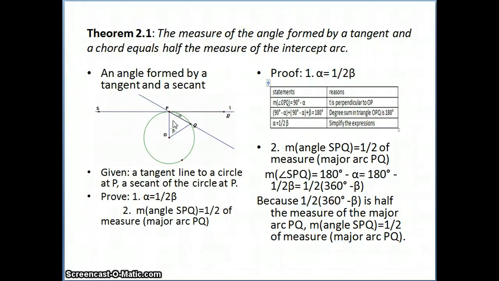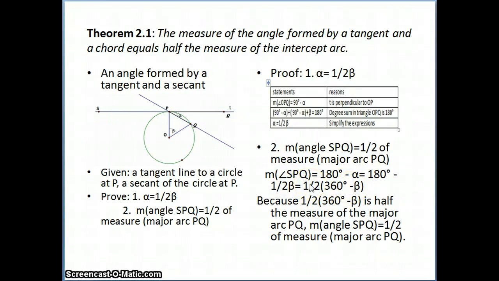Okay, now we have to prove the other angle. If we look at the angle SPQ and the angle alpha, they form a linear pair. We talked about the linear pair in chapter 1, the first class. We know they must add up to 180 degrees, since this is a straight line. So if this angle is alpha, of course SPQ is 180 degrees minus alpha, and it's also equal to 180 degrees minus half of beta, because we just proved in part 1 that alpha is half of beta, and we can factor out 1/2. So that's equal to 1/2 times 360 minus beta.